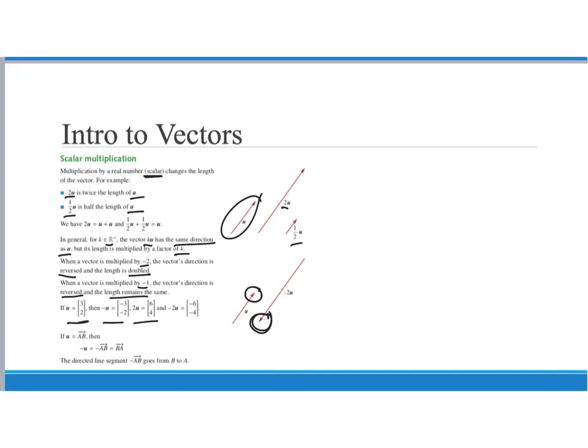2u is 6, 4. -2u is -6, -4. All you're doing is multiplying that scalar into the column vector. If u is equal to AB, then -u is equal to -AB, which is then equal to BA.